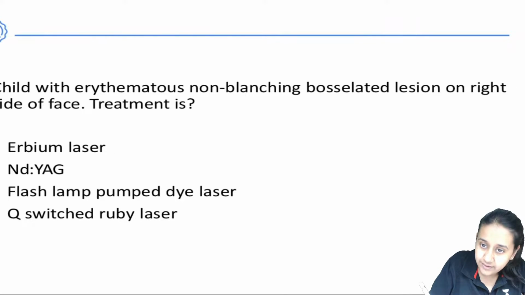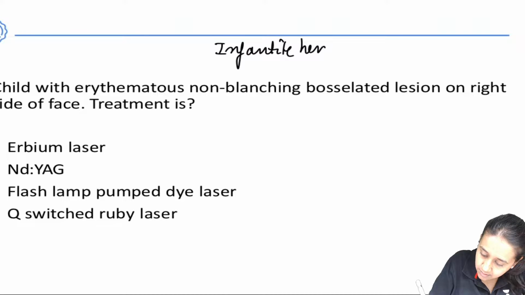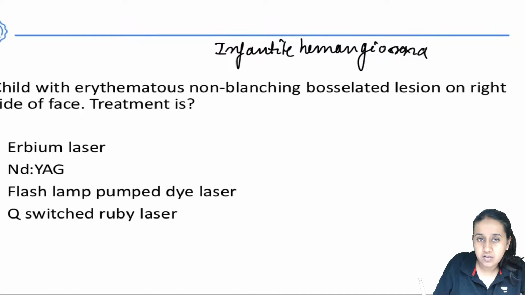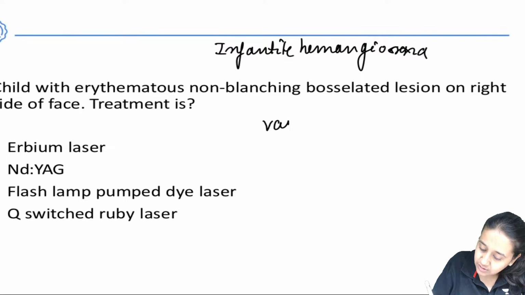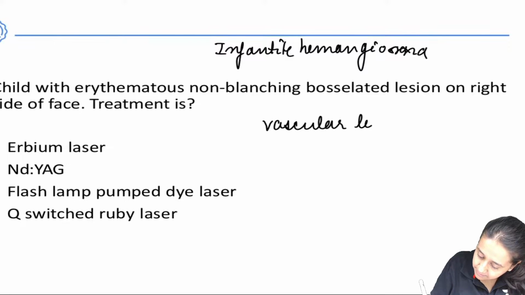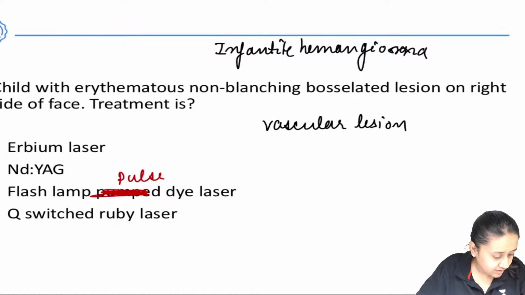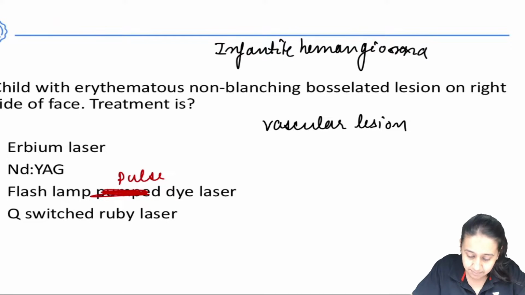This could be a patient with infantile hemangioma, or to be more specific, it could be a vascular lesion. And please remember, for a vascular lesion, you use a laser which is known as the flash lamp pulse dye laser. Flash lamp pulse dye laser. Clear, all of you?